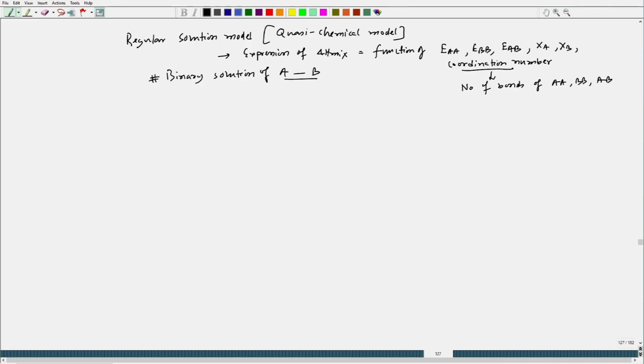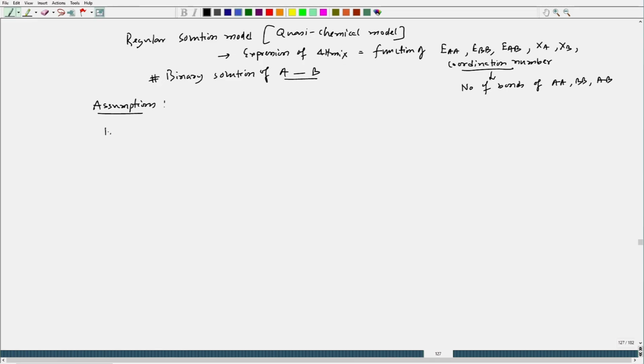Now, while coming to finding the expression of del H mix, we have to understand the kind of assumptions we take in order to set up the regular solution model. What are those assumptions? These are very important assumptions. On the basis of these, the regular solution model and expression for del H mix will be found out. Okay.